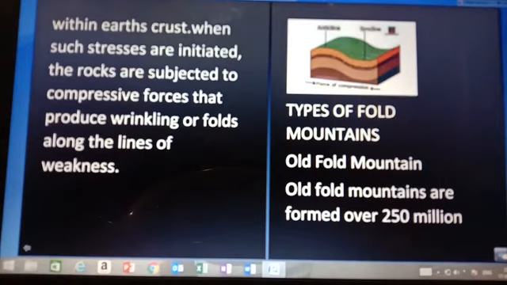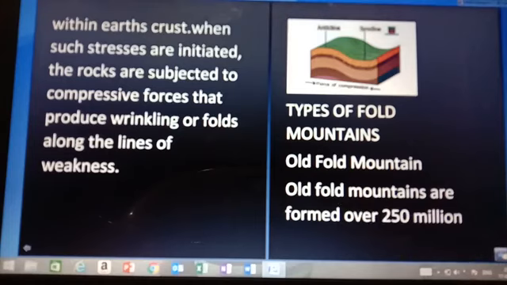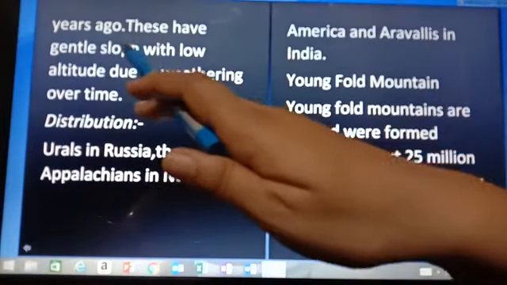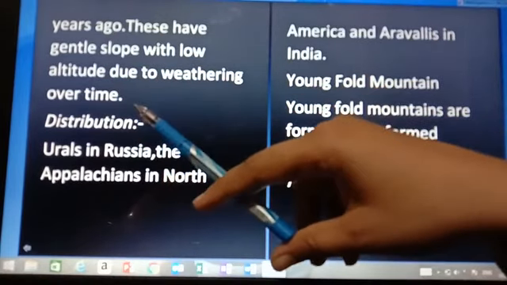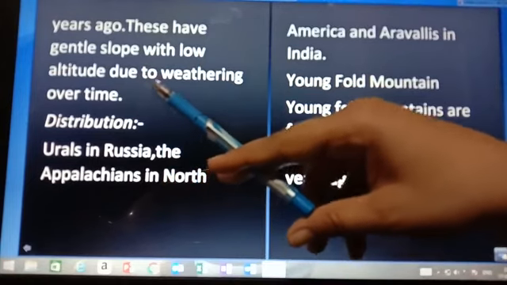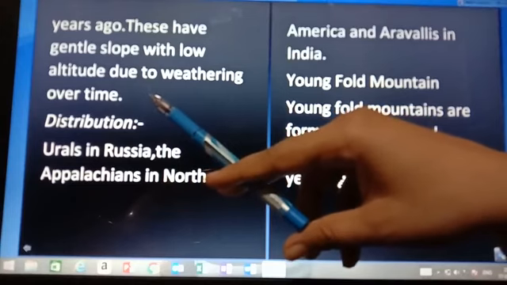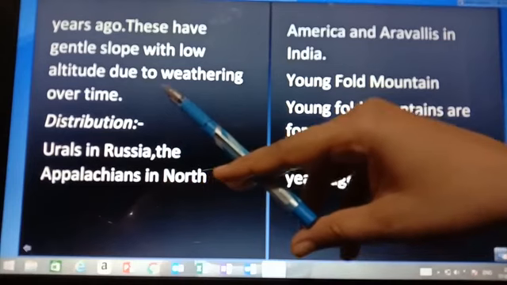Then we have types of fold mountains, children. There are generally two types of fold mountains: old fold mountain and young fold mountain. So what are old fold mountains? Old fold mountains were formed over 250 million years ago. These have gentle slope with low altitude due to weathering over time. See, children, as the name indicates, old fold and young fold. Old fold mountain must have formed very long ago, like 250 million years ago, and young fold means 25 million years ago.